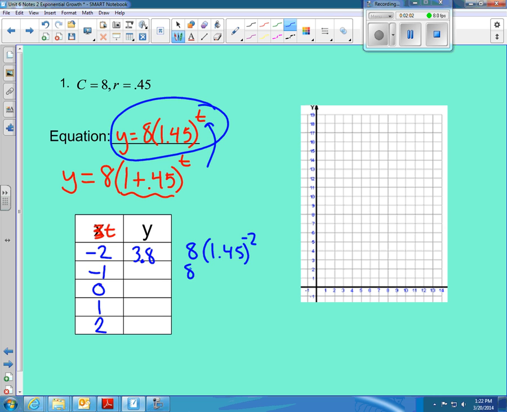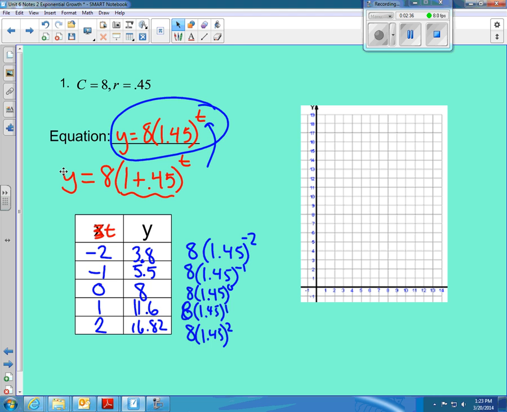Okay, we're going to do that again. Take 8, 1.45 parentheses, and now it's -1. I got 5.5. If we plug in 0, same idea, plugging in 0, we get 8. And then we're going to do 8, 1.45 to the first. We end with 11.6. And then if we put in 2, we're going to end up with 16.82. Check my answers, make sure that they match what you put in to the calculator.